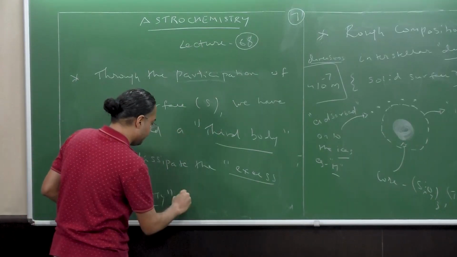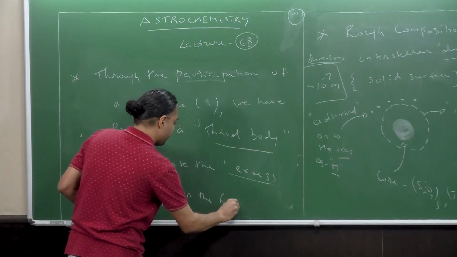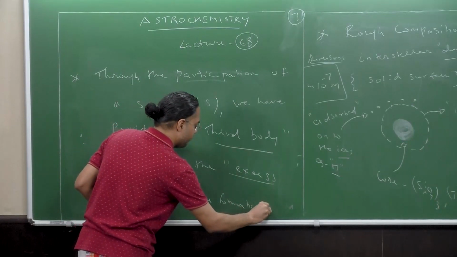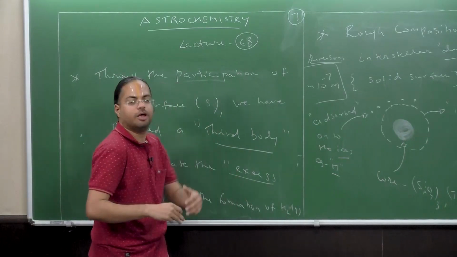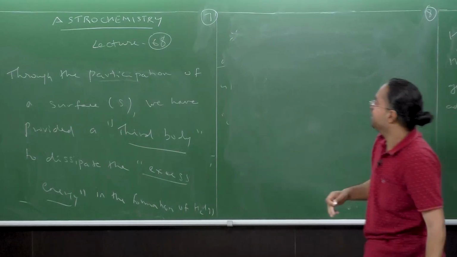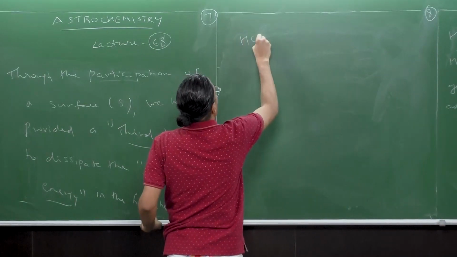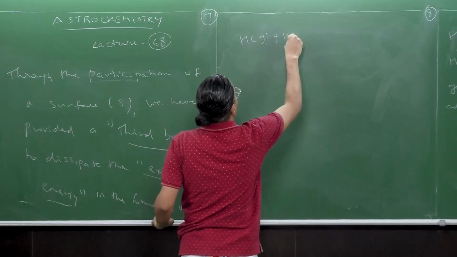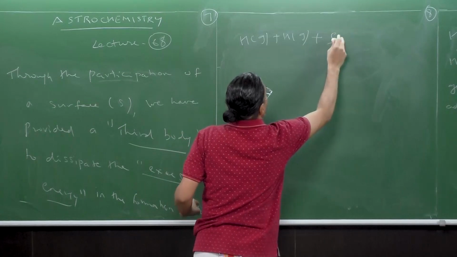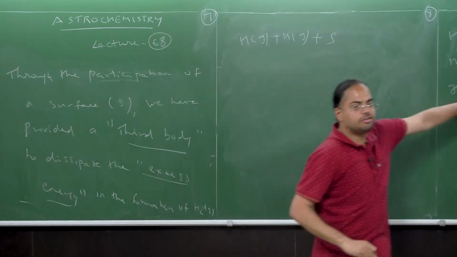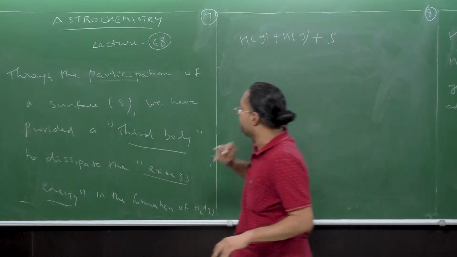The excess energy in the formation of H2 gas. In other words, what I'm telling is that H gas plus H gas, plus some surface, where I'm just calling this some surface S. So that's why it's an effective third body.